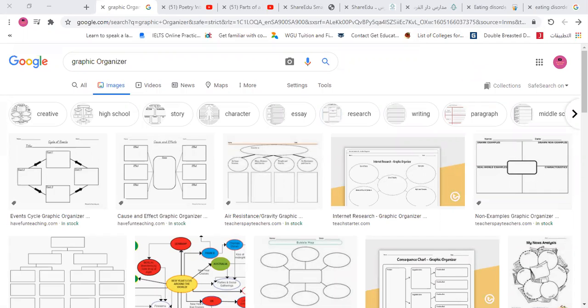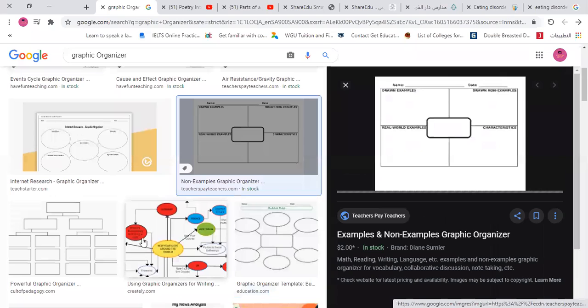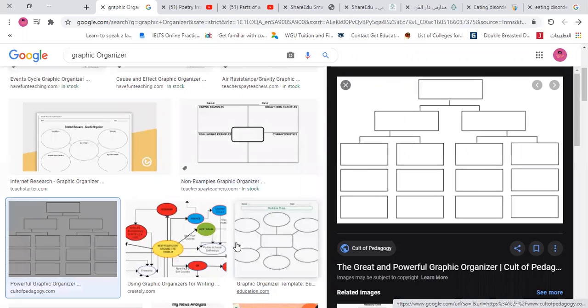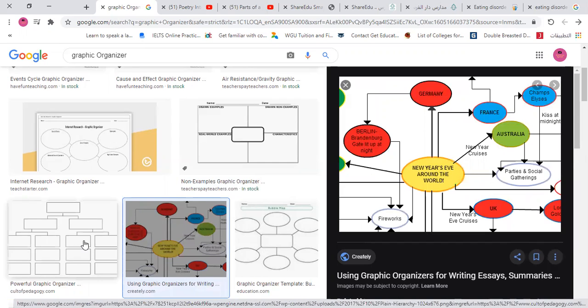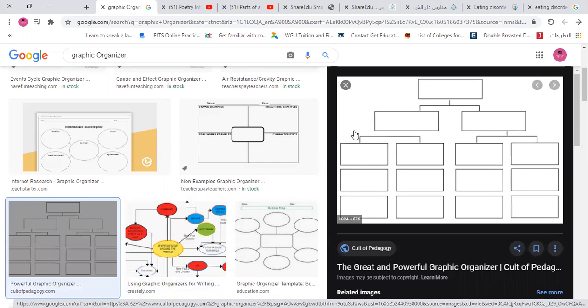A graphic organizer is shapes like this, or this, or this, or this shape here. So all of these are graphic organizers. What does graphic organizer mean? From its name, a graphic means something I draw with my hands. It's shapes, maybe squares, maybe circles, maybe triangles, maybe rectangles, whatever. Any shape that makes you comfortable to use, use it.